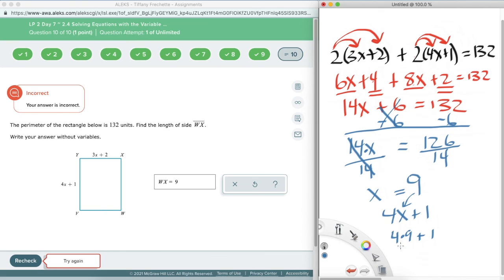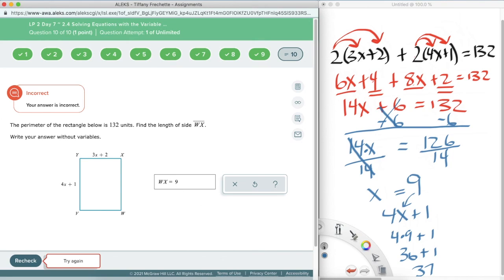So be very careful about what you type in there, because yes, this is kind of part of the answer, this x equals 9. We needed it so that we could plug it back in at the end. So be very careful what they're asking you.